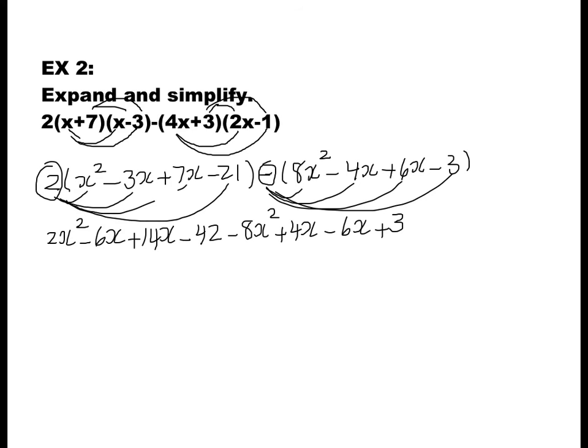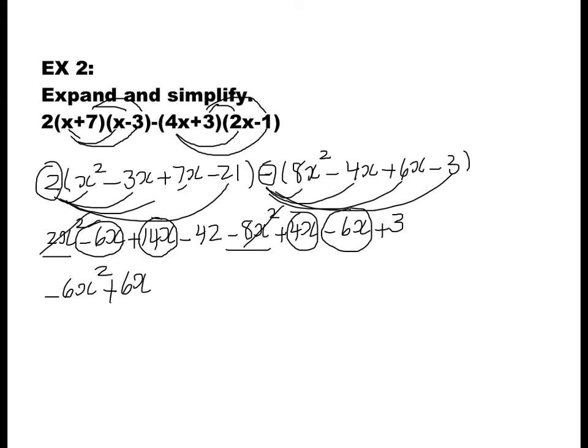Now we are going to simplify the terms by combining like terms. 2x squared and negative 8x squared are like terms, and I'm going to get negative 6x squared. So these are gone. Negative 6x plus 14x plus 4x and negative 6x are all like terms. So let's add them up. Negative 6x plus 14x gives me 8x. 8x plus 4x gives me 12x. 12x minus 6x gives me plus 6x. So these are gone.